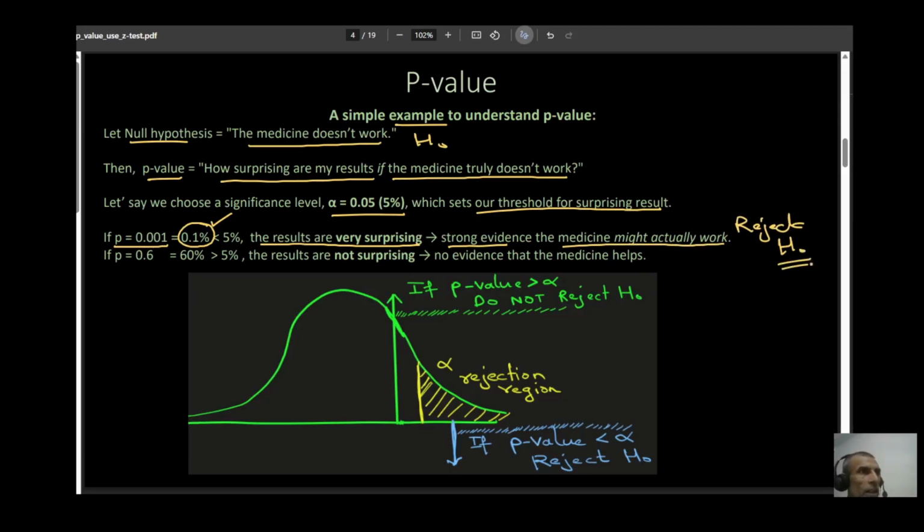The reason you're rejecting it is because you obtained evidence. You saw something in the sample that was very surprising. Okay, if your p is 0.6, 60%, in that case, your results are not surprising, because you had a high probability of obtaining it. So in this case, there is no evidence that the medicine helps. In this case, do not reject your null hypothesis. This little visual diagram helps you understand this concept.